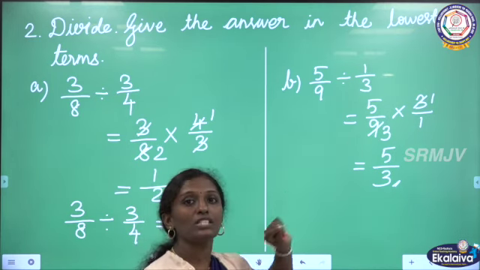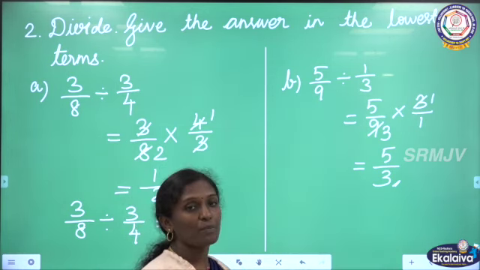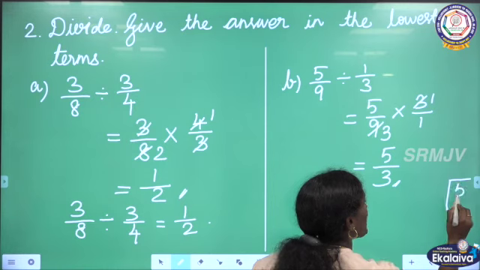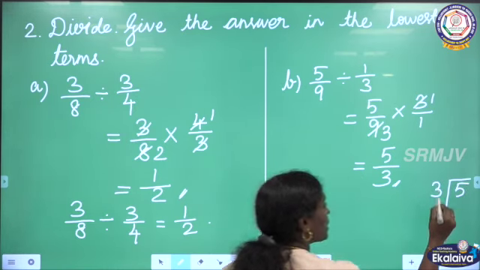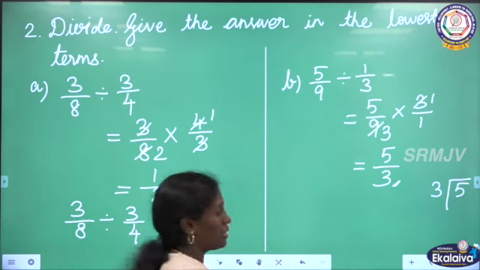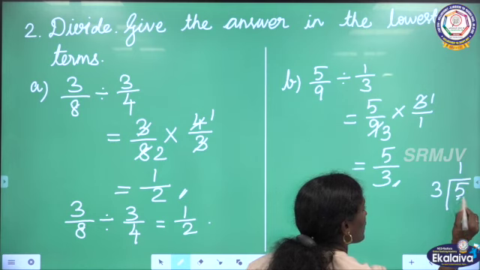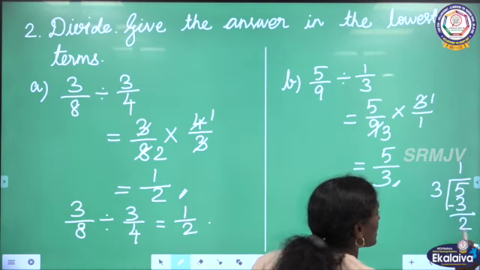Here numerator is greater than the denominator. So this is an improper fraction. We have to convert the improper fraction to mixed number. So we have to divide the numerator number by the denominator number. Here 5 divided by 3. In 5 only 1 time 3 is there. Now we have to subtract 5 minus 3, we will get 2.